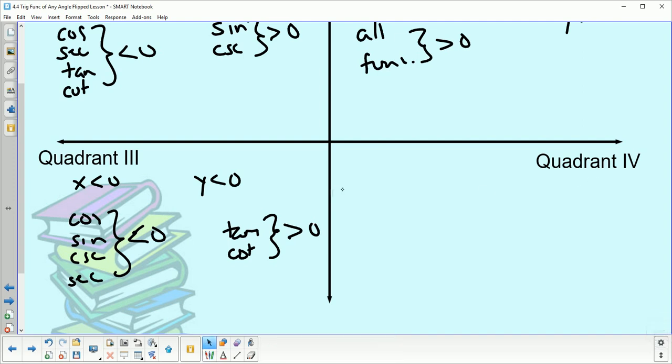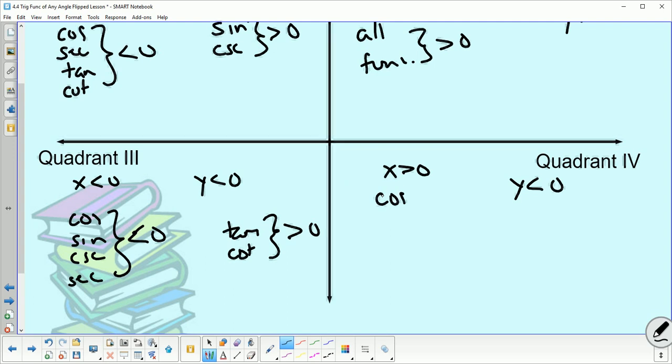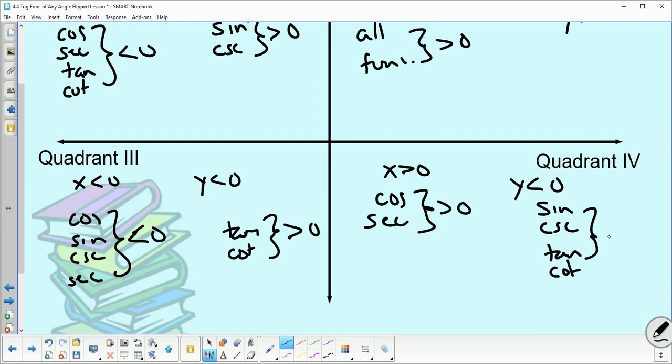In quadrant 4, then, we know that x is positive and y is negative, so that tells us that cosine and secant are both greater than 0 or positive, and since y is negative, we know that sine, cosecant, tangent, and cotangent, all of those have to be negative or less than 0.